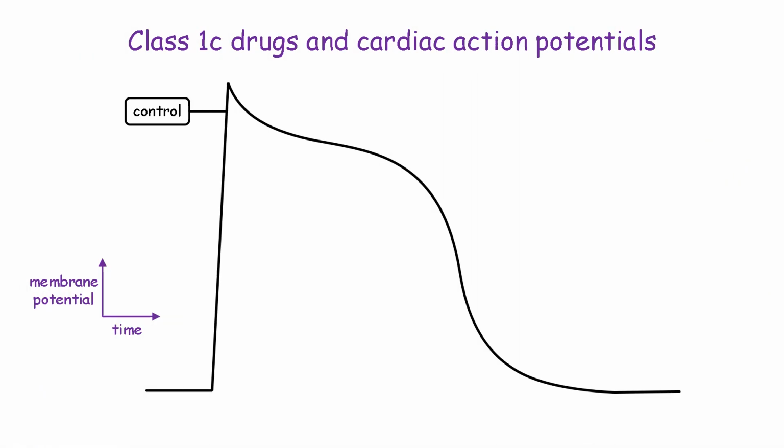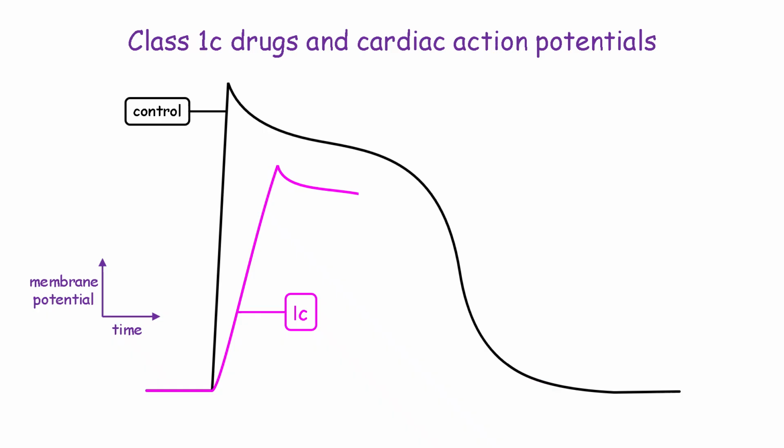Class 1C antiarrhythmic drugs are highly potent sodium channel blockers, and their effects on the cardiac action potential closely align with what we would predict for selective sodium channel inhibition. In the trace shown here, the action potential recorded in the presence of a class 1C drug exhibits a significantly slower and broader upstroke compared to control, reflecting a marked reduction in the rate of depolarization. This corresponds to a substantial decrease in conduction velocity, one of the defining actions of class 1C drugs.